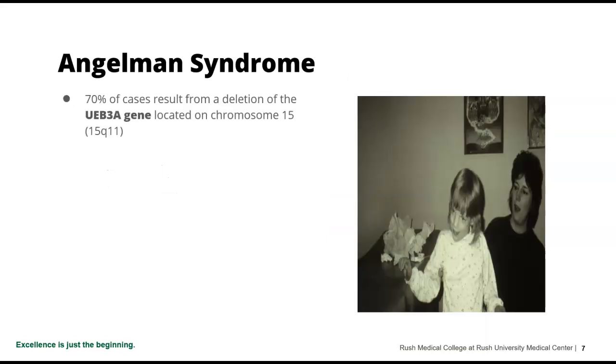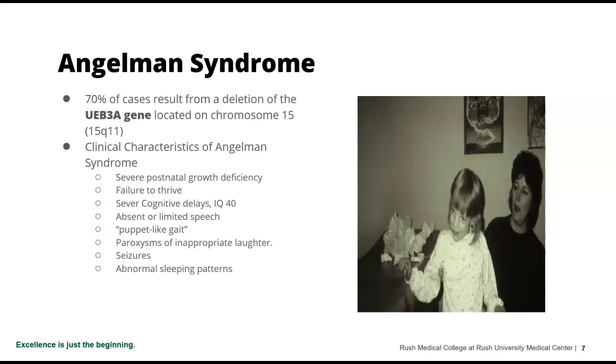Angelman syndrome, 70% result from the deletion of the 15q11 region. And this is actually a different gene, the UBE3A gene. Features of Angelman syndrome include severe postnatal growth deficiency. They don't have the failure to thrive that Prader-Willis do. They're usually below, maybe even at the first percentile, but they kind of grow along their growth curve. So a lot of times they actually come to medical attention a little bit later than the Prader-Willis, because the Prader-Willis just fall right out.